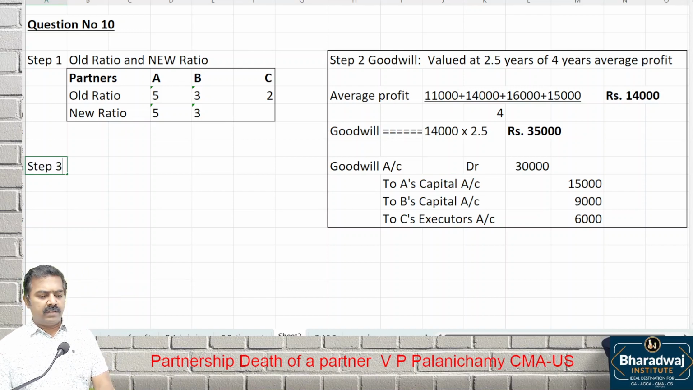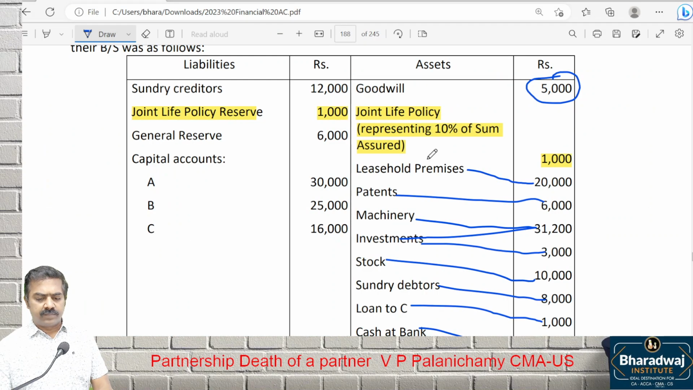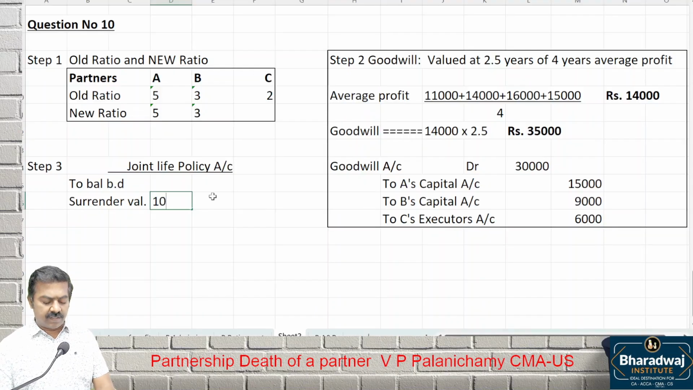Step 3, joint life policy. Joint life policy account. I request you to listen to step 3, then you can take it up. Already we learned, but still pay attention. To balance brought down, already surrender value is given. What is the surrender value given in the balance sheet? Look at the asset side. Surrender value 1000. By JLP reserve is given. 1000 given in the balance sheet. Both are given in the balance sheet.